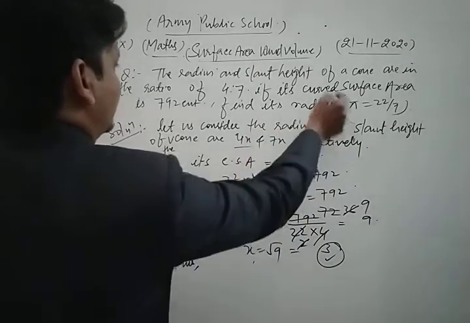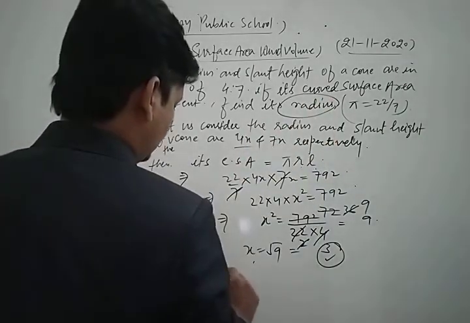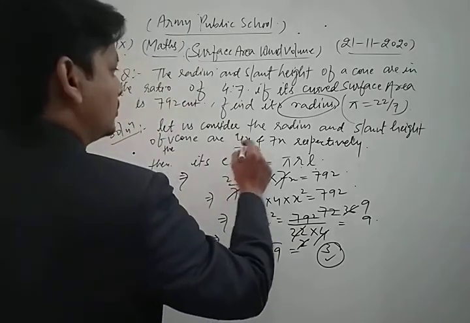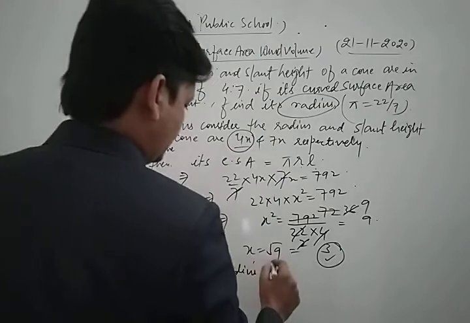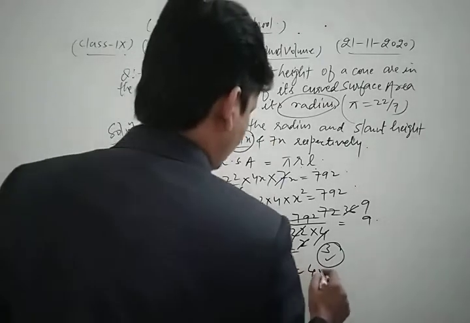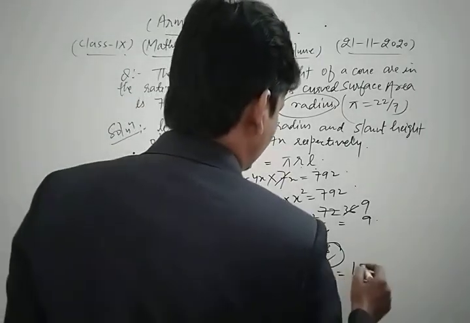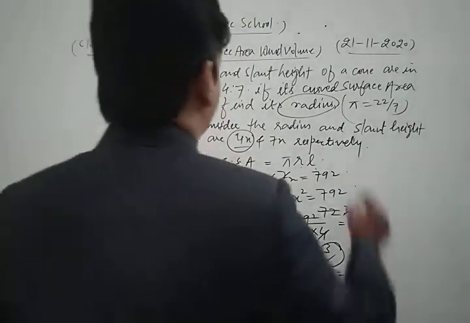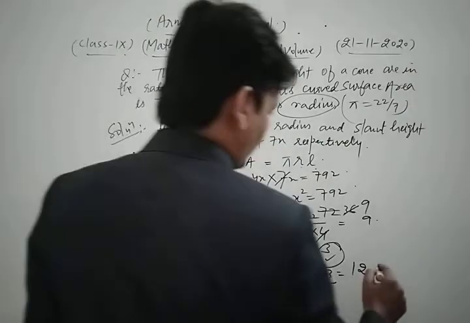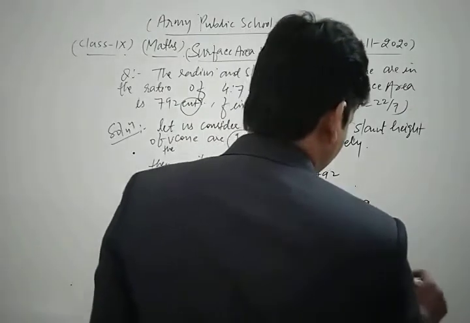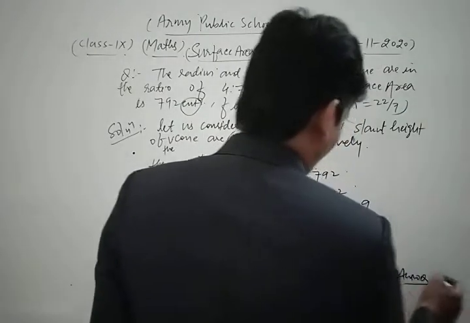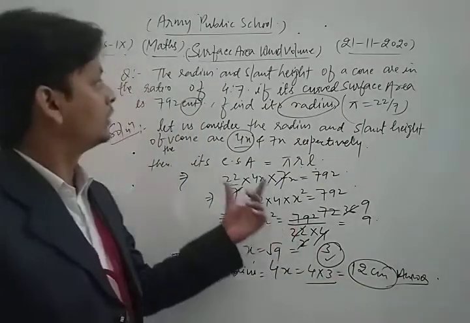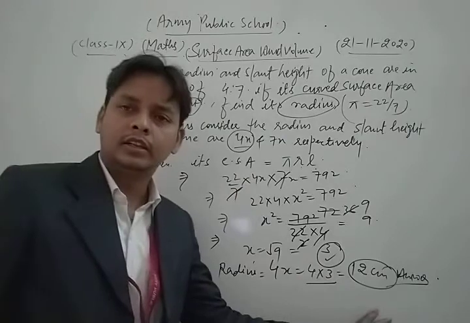Now we find the radius. Radius will be 4x, this is 4 into 3, 4 3 is 12 centimeter. Thus, in this way, dear friends, we find the radius of the base of the cone is 12 centimeter.